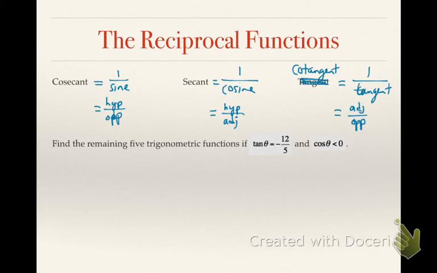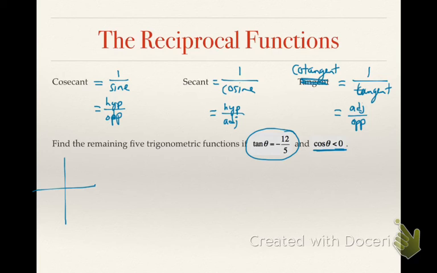So you might be asked to find another trig function based upon one trig function. To find all the other trig functions, you have to know two pieces of information. Number one, you need to know the original function you're based upon, and you have to know maybe the sign of another trig function. That will help figure out which particular quadrant you're in.